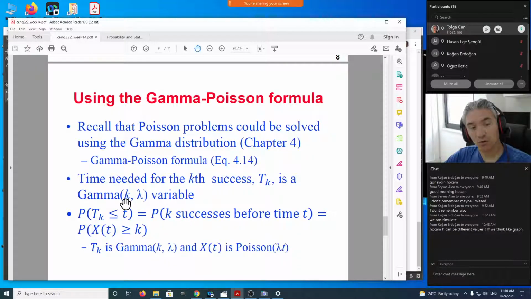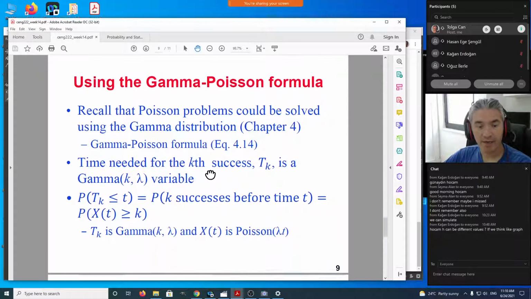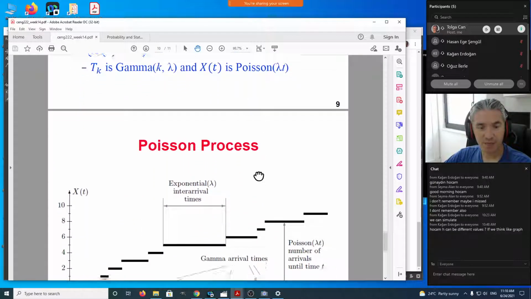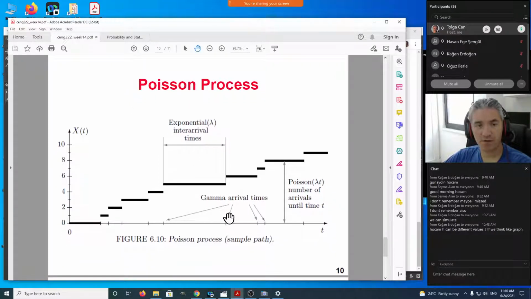The probability to go from state 0 to state k is this gamma k lambda variable. And the same thing, the gamma Poisson variable: the probability to have k successes before time t could be given as the gamma variable. So the waiting time to observe k next events becomes a gamma variable, and xt itself becomes a Poisson variable. As I said, in this section, everything is related to each other in the time domain as well. And here's the visual figure that I wanted to show you.